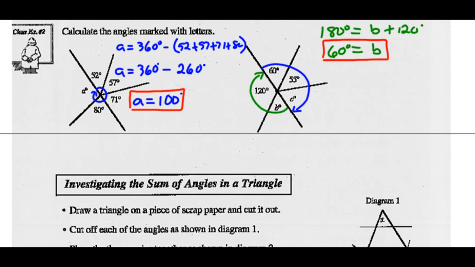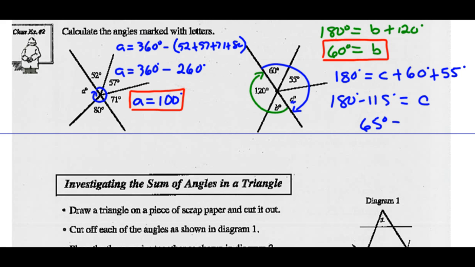Then we do the same thing for A, or C, I guess that is, angle C. 180 would equal C plus 60 plus 55. So 60 and 55 is 115, so 180 minus 115 is equal to C, so 65 degrees equals C. Nice.